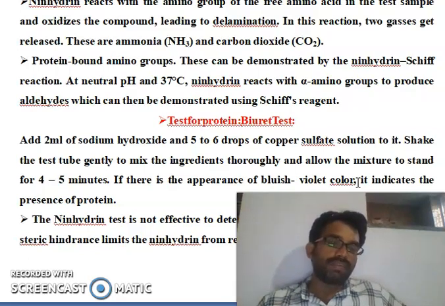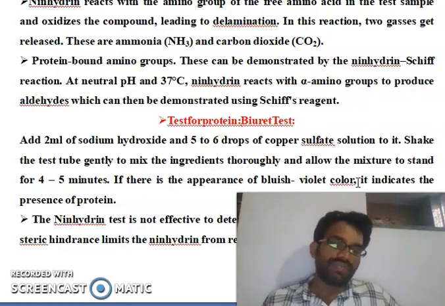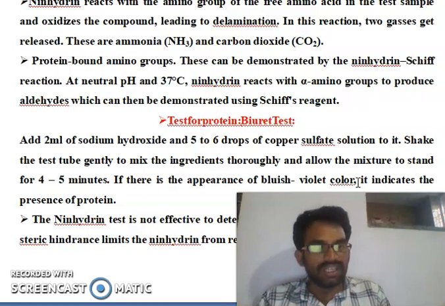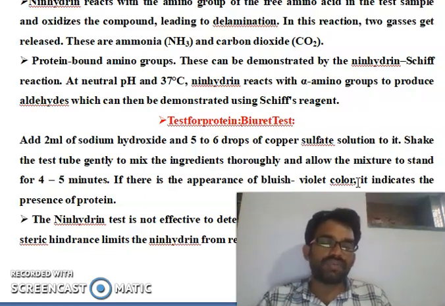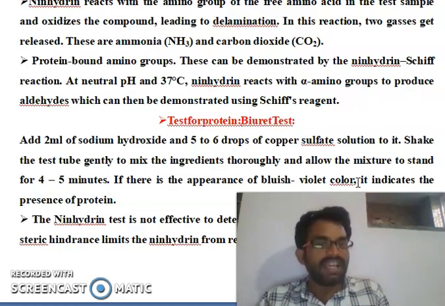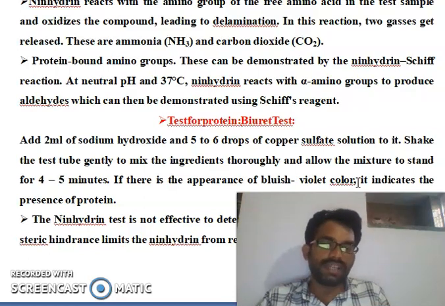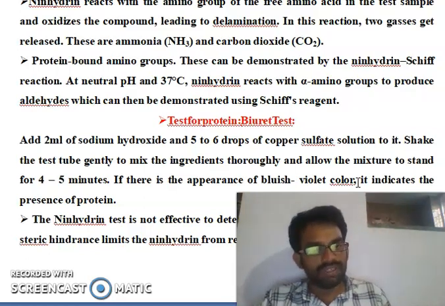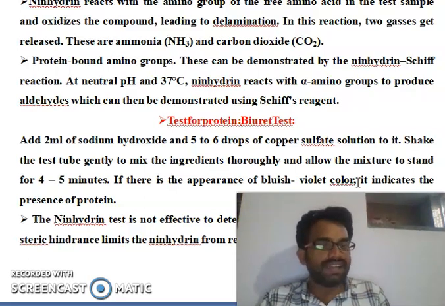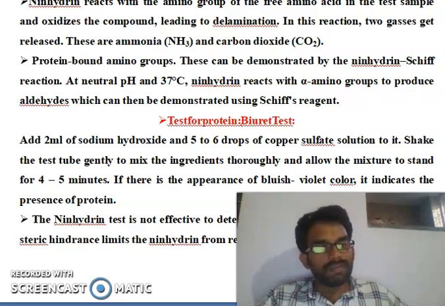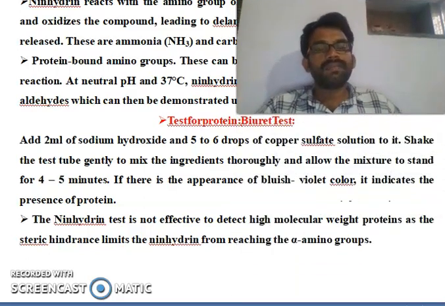So it appears bluish violet color. It indicates the presence of protein. Suppose you are giving the mixture of solution, and after 4 to 5 minutes of adding sodium hydroxide and the copper sulfate, then shake well, then after 4 to 5 minutes you can observe in your test tube.